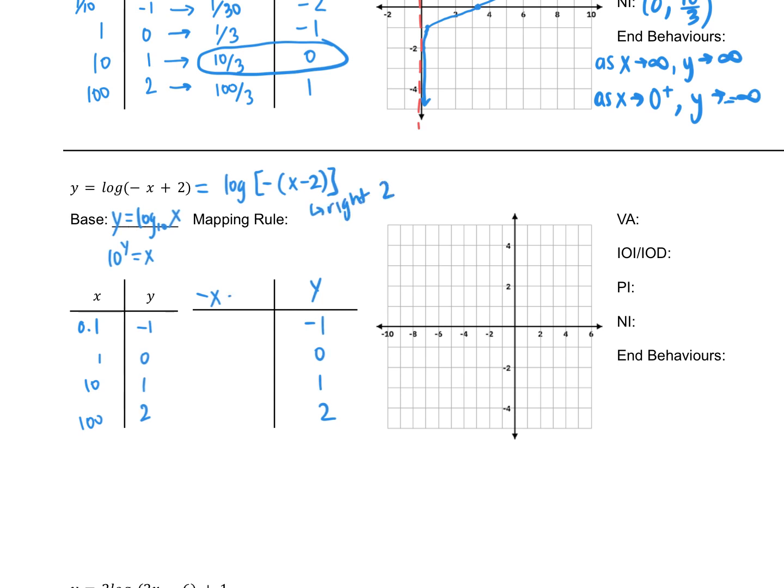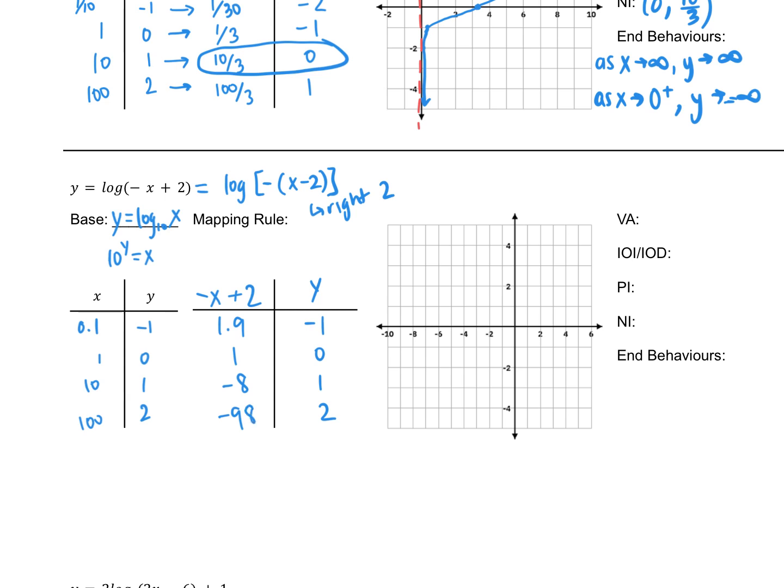And if I'm going to the right 2, I have to add 2 to my x value. And now we can apply our mapping rule to our original x's. So -0.1 plus 2 is 1.9. -1 plus 2 is 1. -10 plus 2 is -8. And -100 plus 2 is -98.